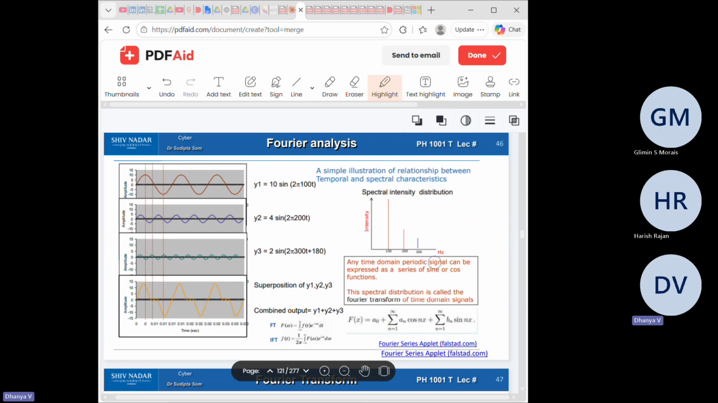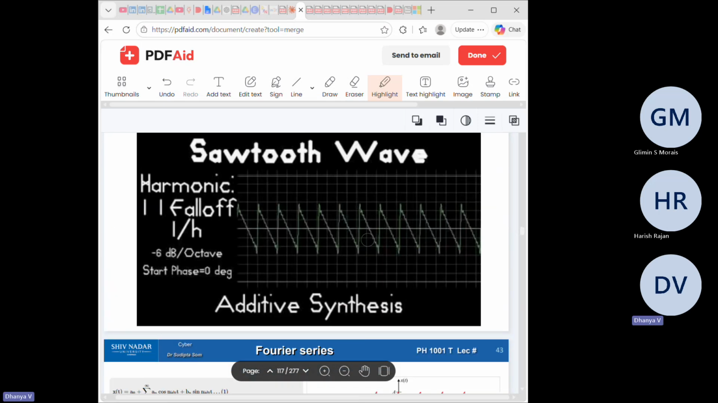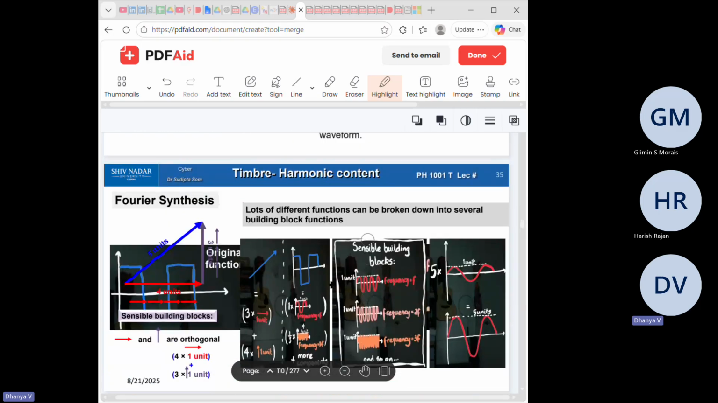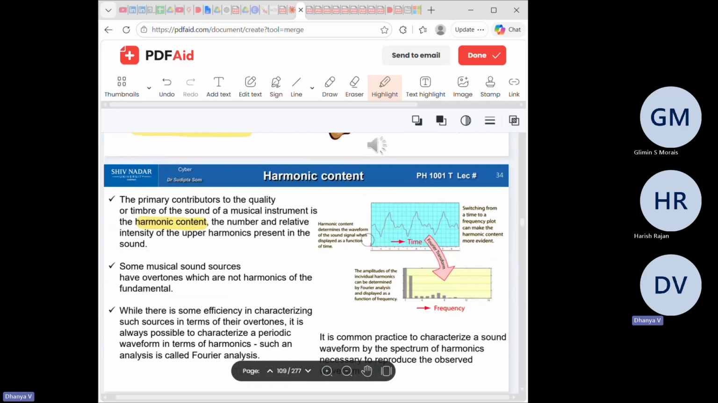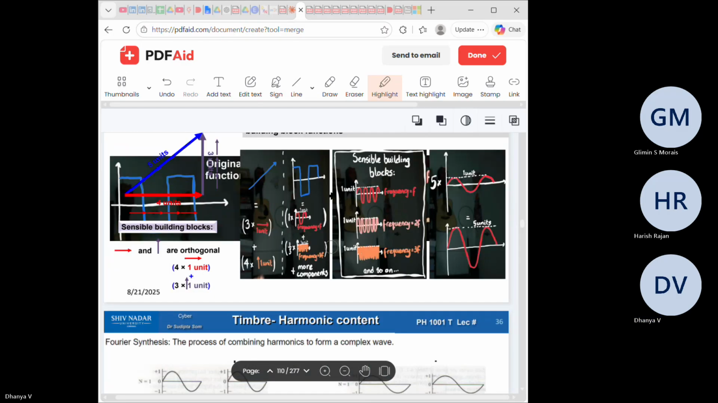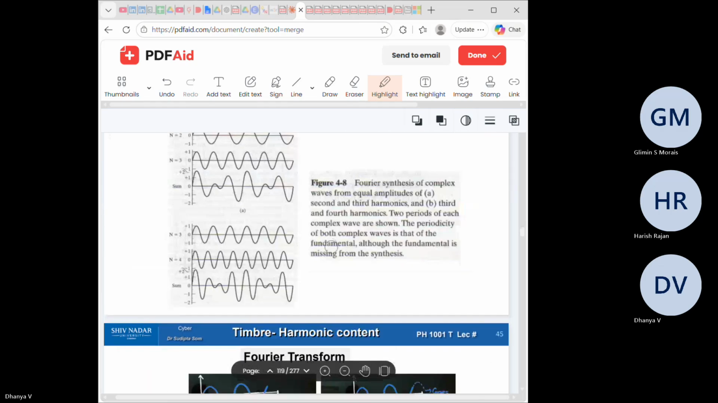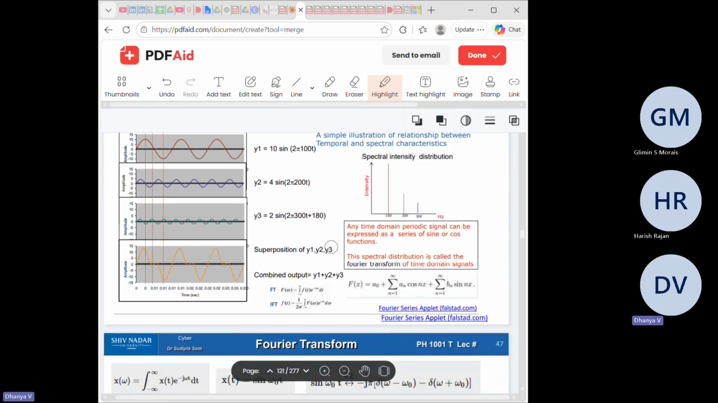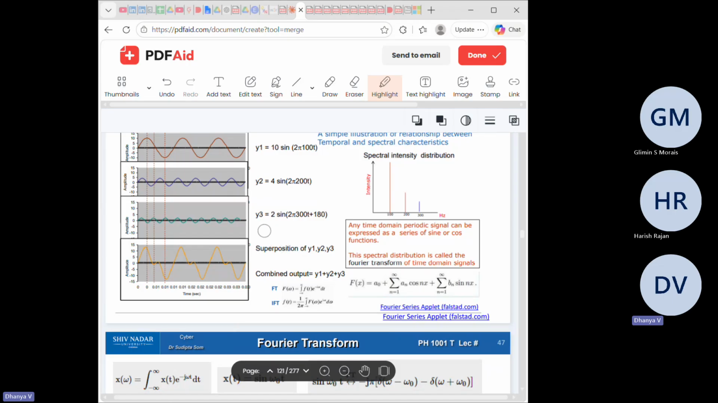So what is the Fourier transform? Any time-domain periodic signal can be expressed as a series of sine and cosine functions. It is time dependent, I told you before, right? It was displayed as a function of time. This spectral distribution is called the Fourier transform. This definition you might have to know.